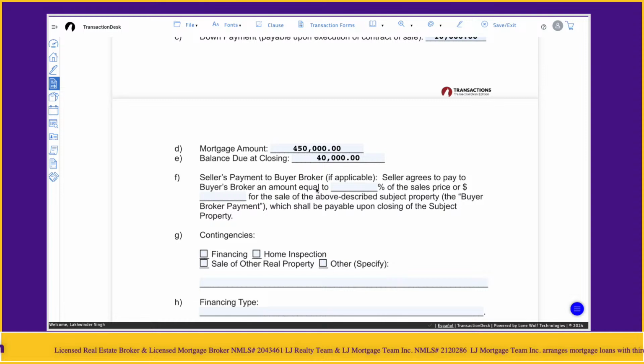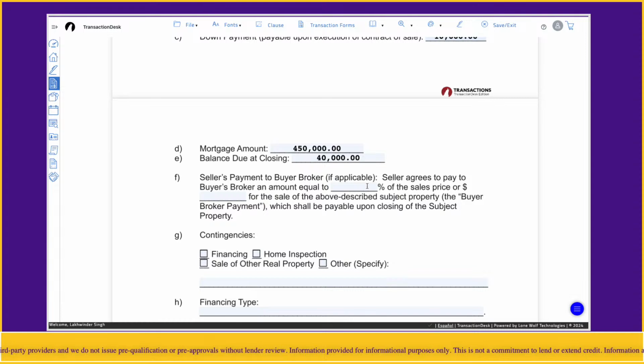So seller payment to the buyer's broker. Initially we asked our buyer to pay us something. It could be 2%, to give you an example. If the seller's agent is saying that the seller is willing to pay you guys 1%, that means you can only charge 1% to your buyers, because total for your service you're charging two, half of it coming from the seller, half of it coming from the buyer. This is the section where you have to include that.